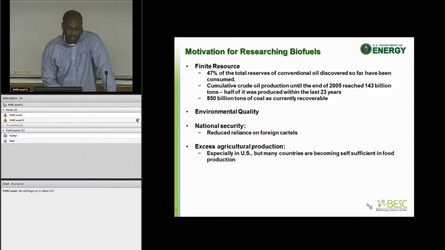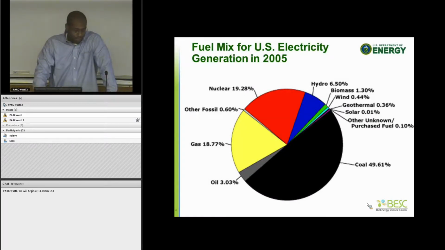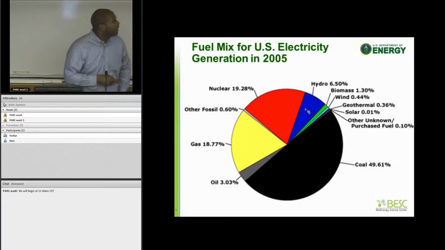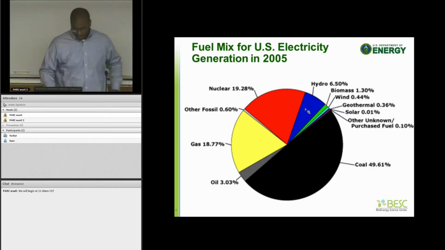Access to increase agricultural production and improve rural development. All of these are reasons for generation of biofuels. If you look at the electricity mix, if you look at it here, most of our electricity, this is in 2005, is generated from coal, and only a small amount comes from biomass. So there's a huge area here that we can expand into.